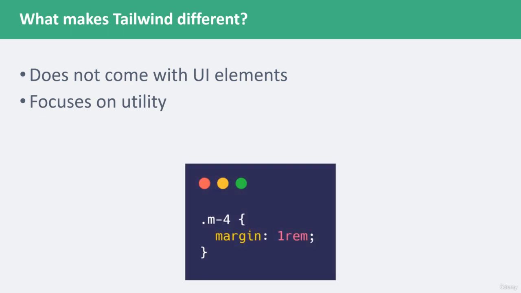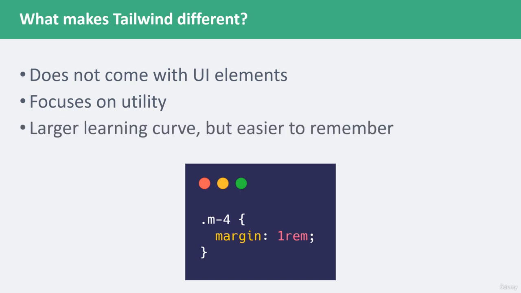For example, there's a class called M4. The M4 class will set the margins of an element to 1 rem. There aren't any other properties under this class. On the other hand, a Bootstrap class can modify multiple properties of an element. For this reason, Tailwind has a larger learning curve.